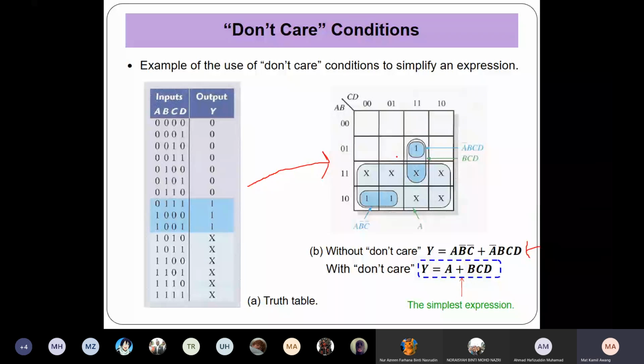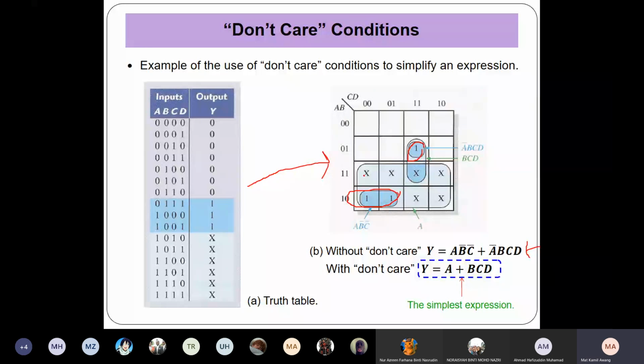Because you only take basically this and this without don't care. So you get this one is A, B bar, C bar, and this one is actually A bar, B, C, D. So you get this. So you have to have a 3 input and 4 input AND and a 2 input OR.